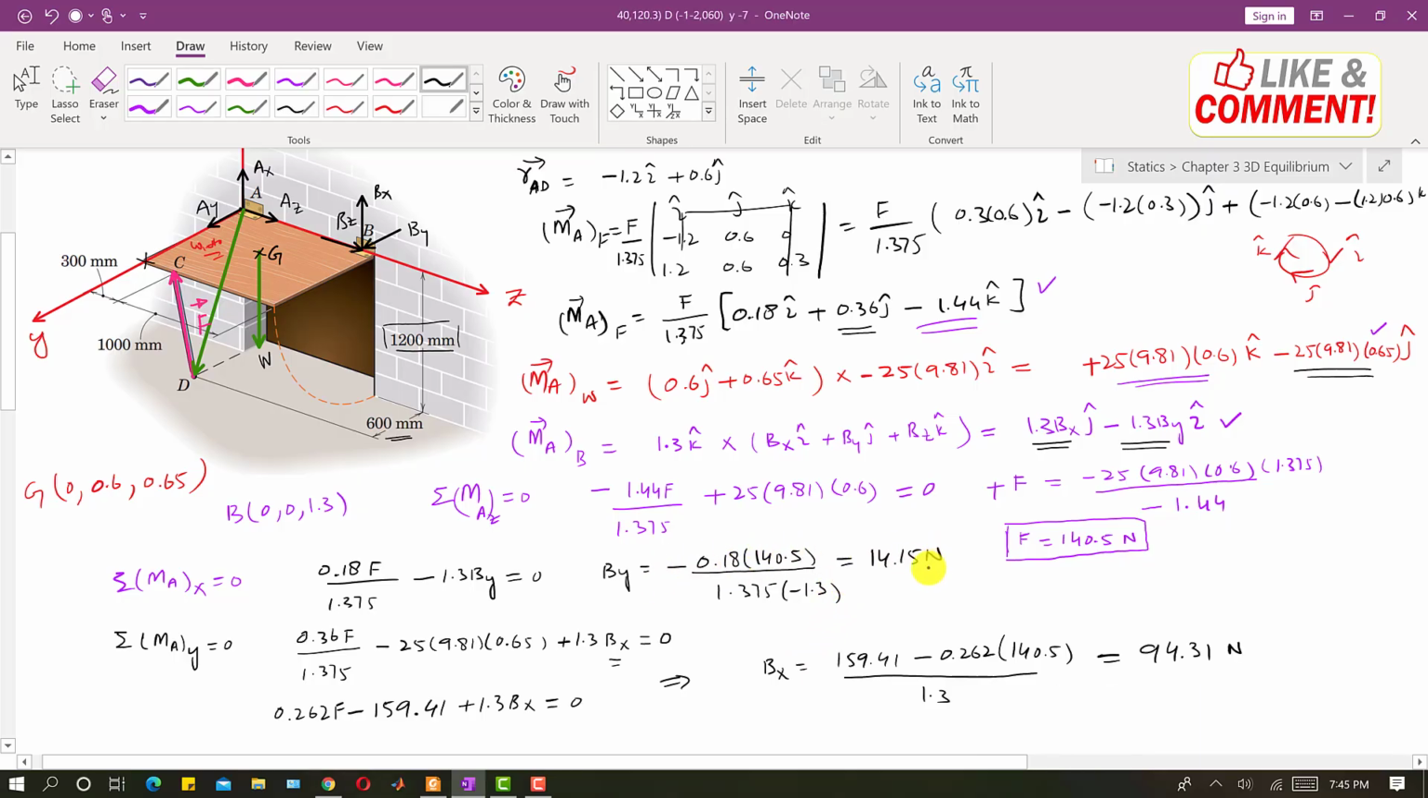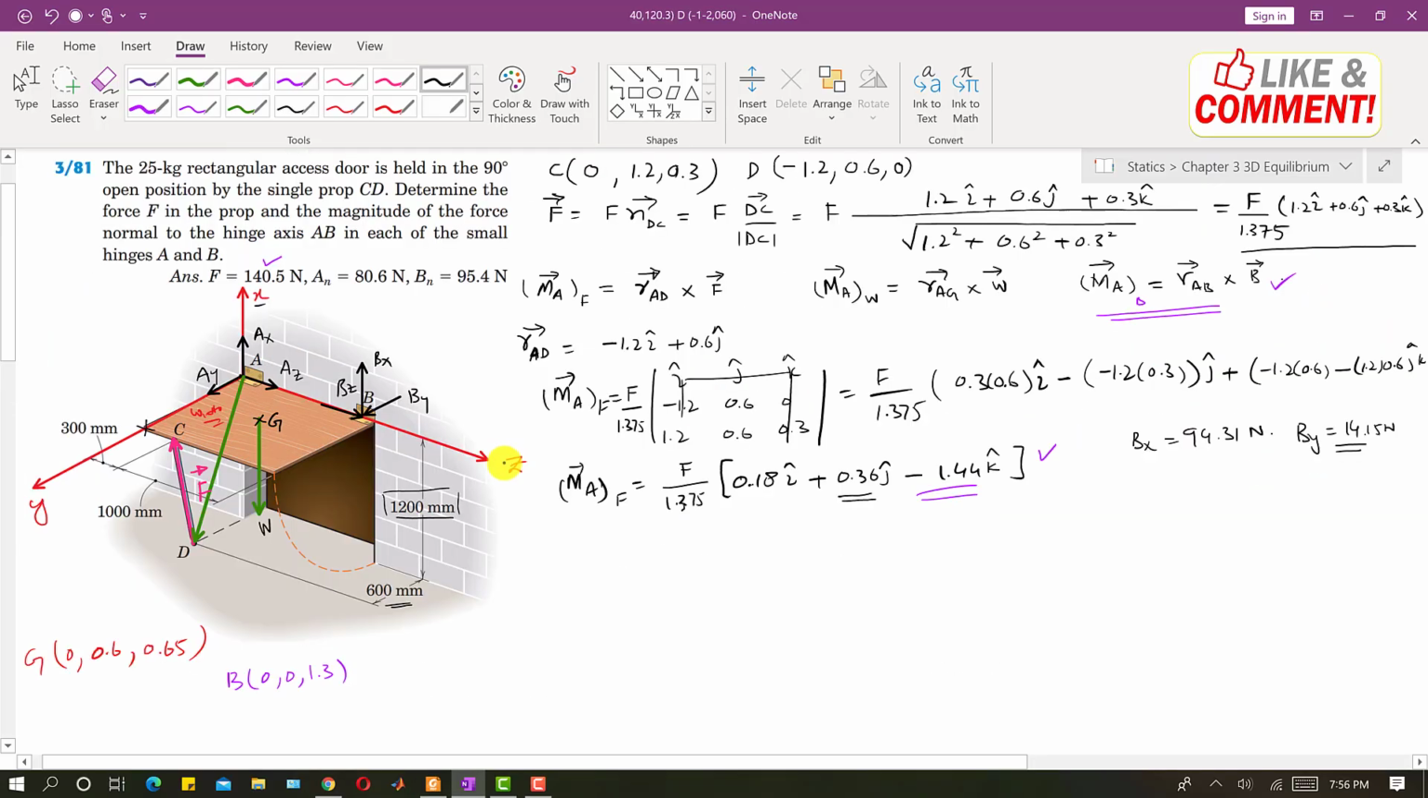So when we solve this, the reaction at B along Y comes out to be 14.15 Newton, and the reaction at B along X comes out to be 94.31, right? Now to find the components of the reaction at A, we will find the summation of forces along Y equals 0, right?